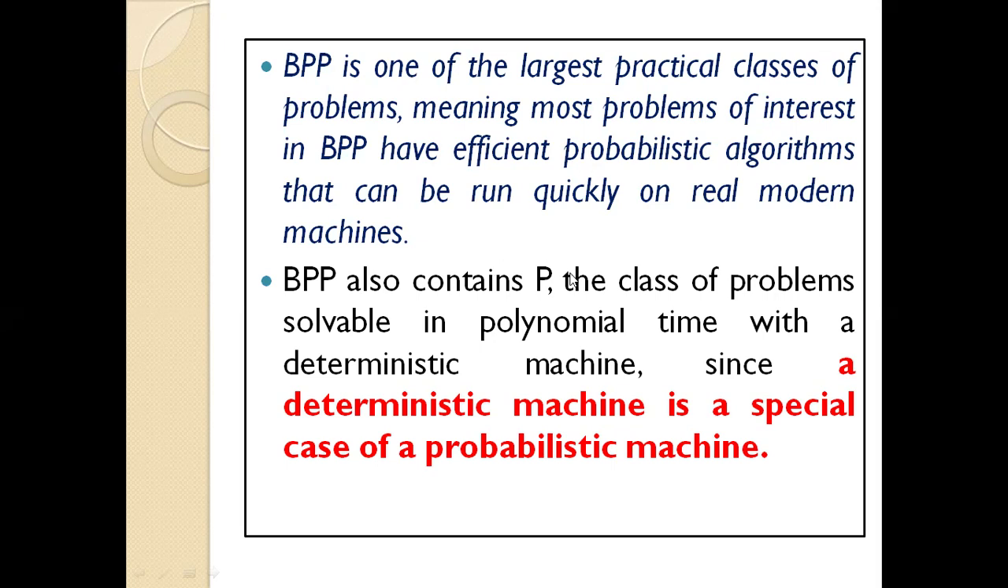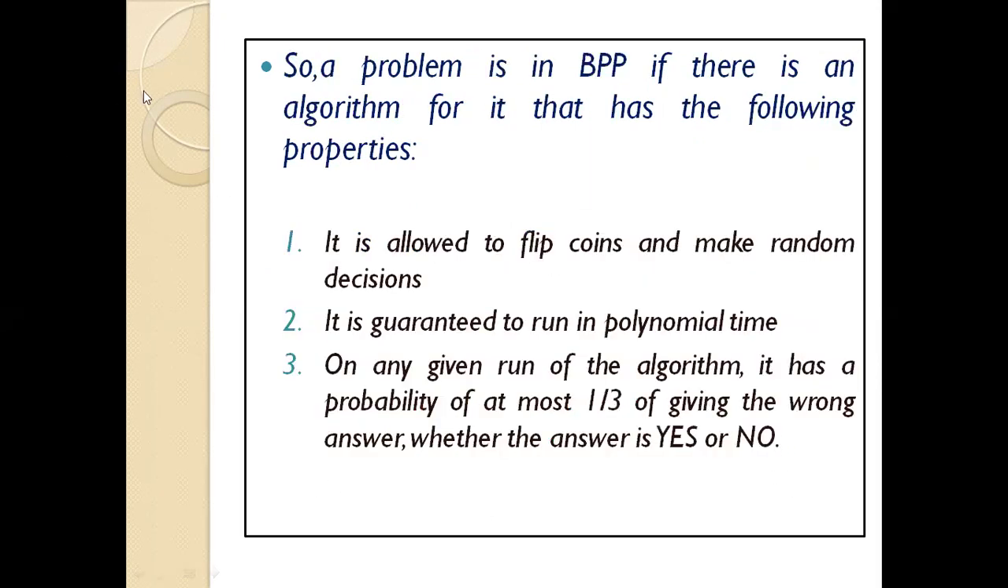BPP contains P, the class of problems solvable in polynomial time with a deterministic machine, since a deterministic machine is a special case of a probabilistic machine. So if a problem is in BPP, there is an algorithm for it that is allowed to flip coins and make random decisions, and it is guaranteed to run in polynomial time because P is involved, right? And on any given run of the algorithm, it has a probability of at most 1/3 of giving the wrong answer, whether the answer is yes or no.